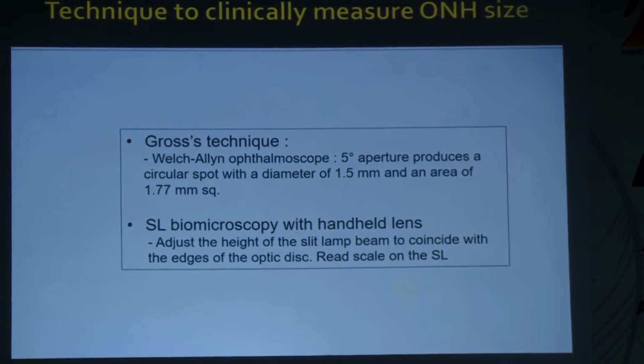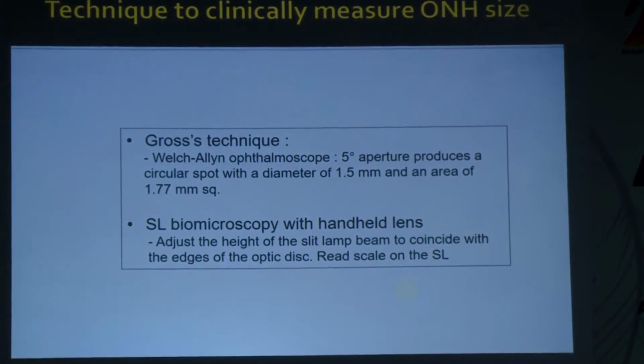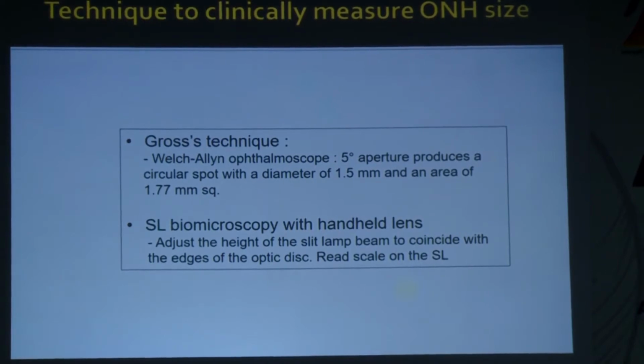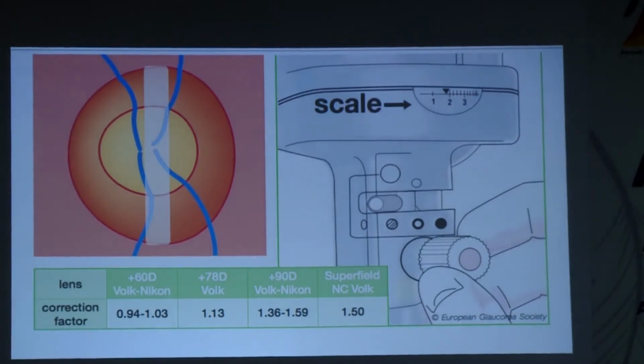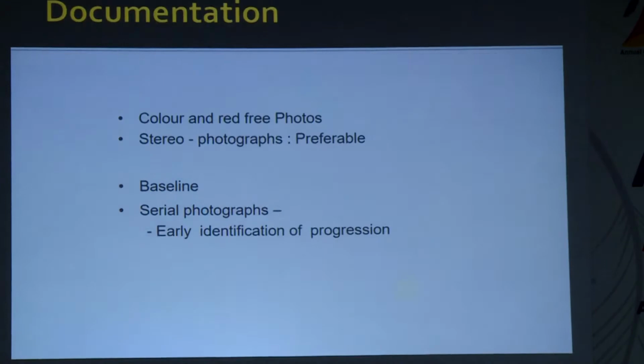If you're using a direct ophthalmoscope, use Gross's technique, wherein a 5-degree aperture produces a circular spot of a diameter of 1.5 millimeters, and this is how you assess the optic nerve head size. If you're using the slit lamp biomicroscope, adjust the height of the slit lamp beam to coincide with the vertical edges of the optic disc and read the scale on the slit lamp. This has to always be multiplied by a correction factor depending on what lens you're using. If it's plus 60, the correction factor is 1, and so on and so forth.